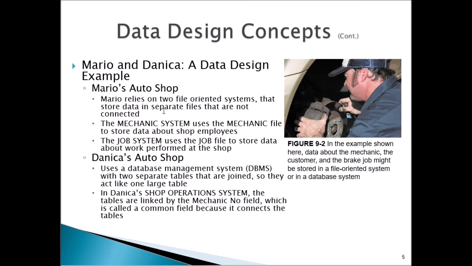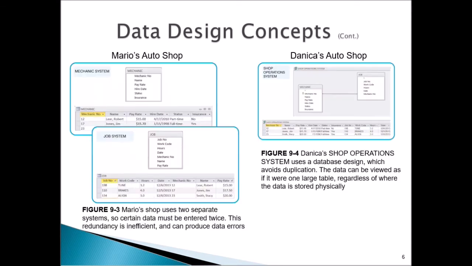At Danica's auto shop, she uses a database management system, or a DBMS, with two separate tables that are joined, so they act like one large table. In Danica's shop operations system, which is one system, the tables are linked by the mechanic number, which is a common field because it connects the tables, and we're going to see an example of that. Here's the example right here.